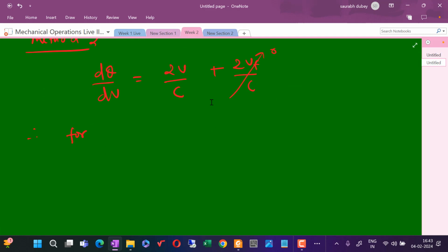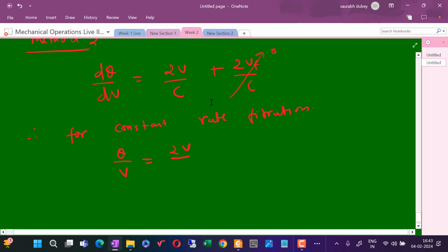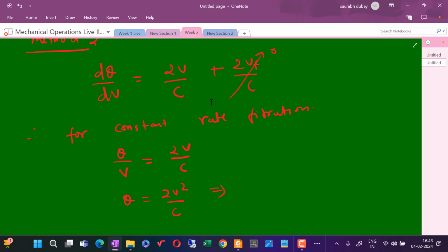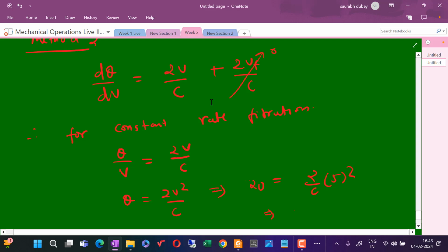So for constant rate filtration, d theta by dv equals 2v by c, theta equals 2v square by c, implies 20 equals 2 by c into 5 square, implies c equals 2 into 25 by 20.